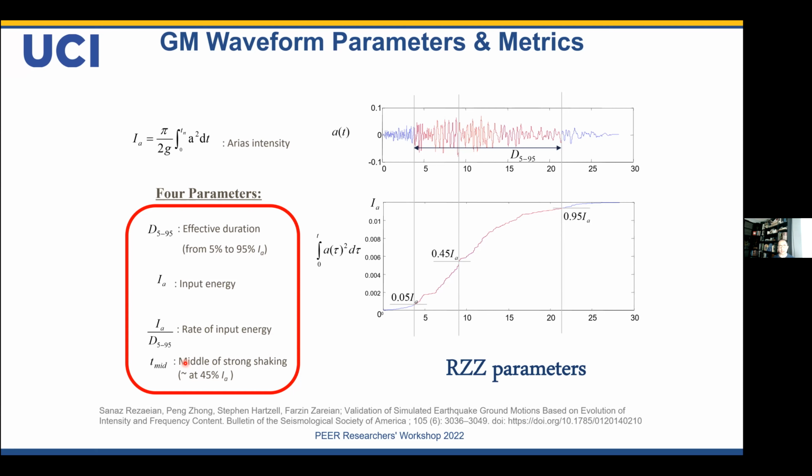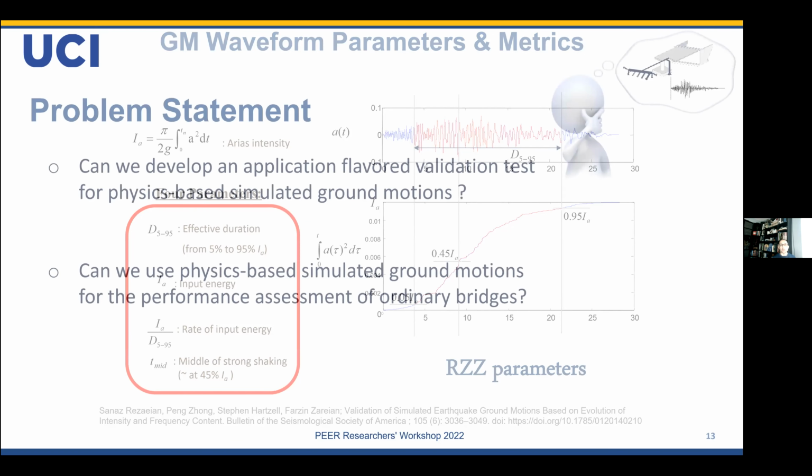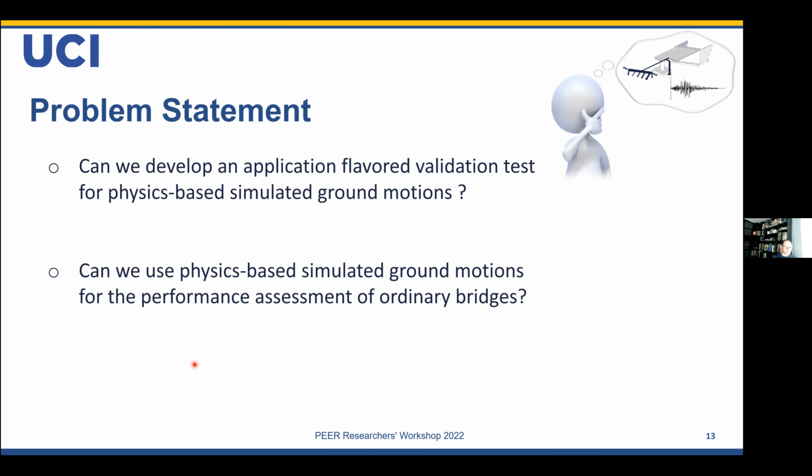The key thing is at what regime you are doing that validation and for what type of structure you're doing that validation. So two questions came to mind when we wrote this proposal. Can we develop an application-flavored validation test for physics-based simulated ground motions? Which the answer is yes. And can we use physics-based simulated ground motions for performance assessment of ordinary bridges? And the answer to this one is almost yes. Depends on if you like what I show you today or not.